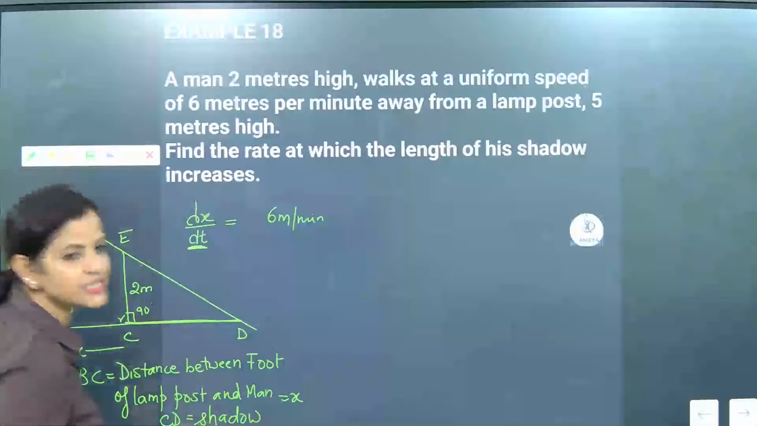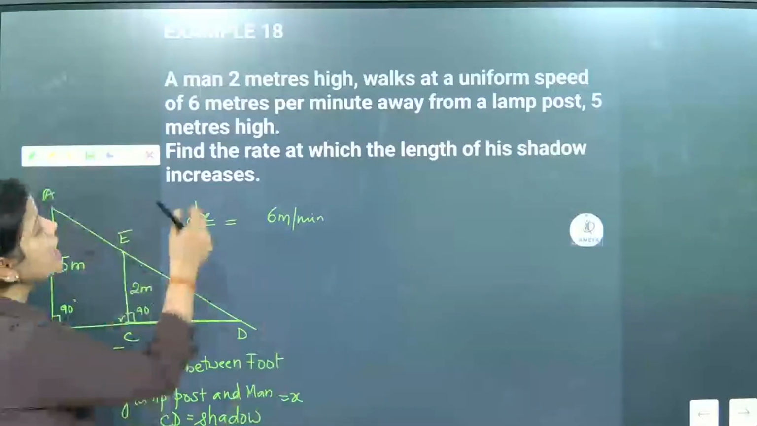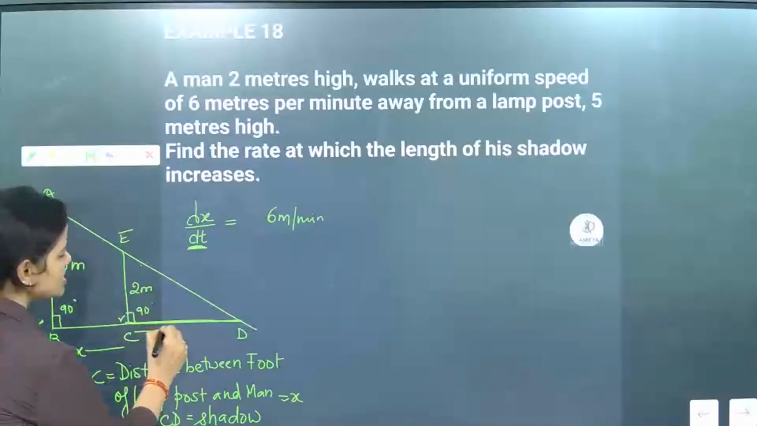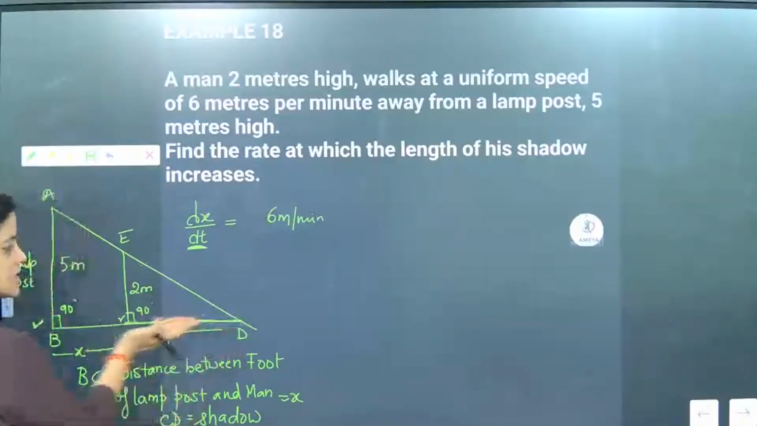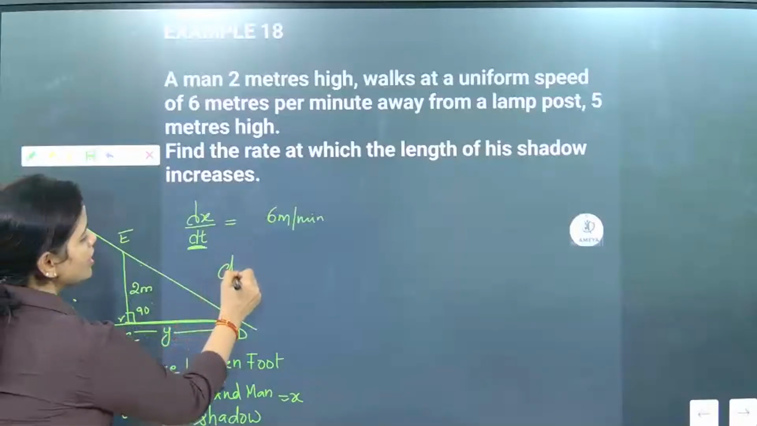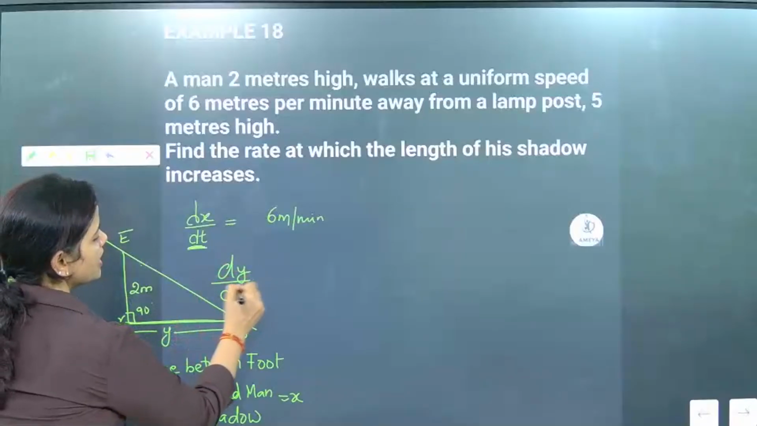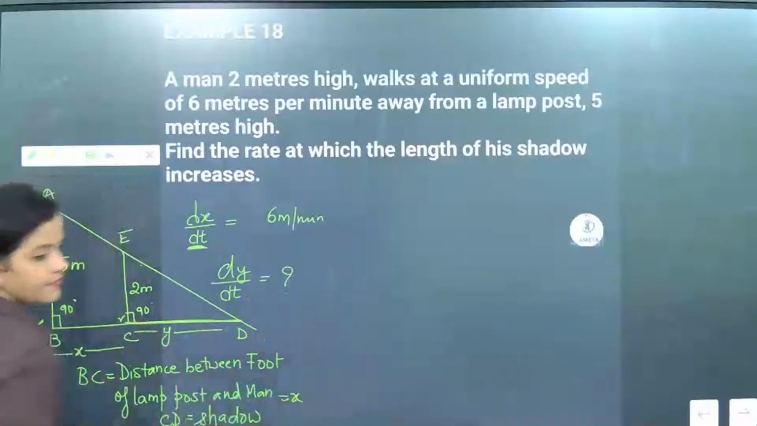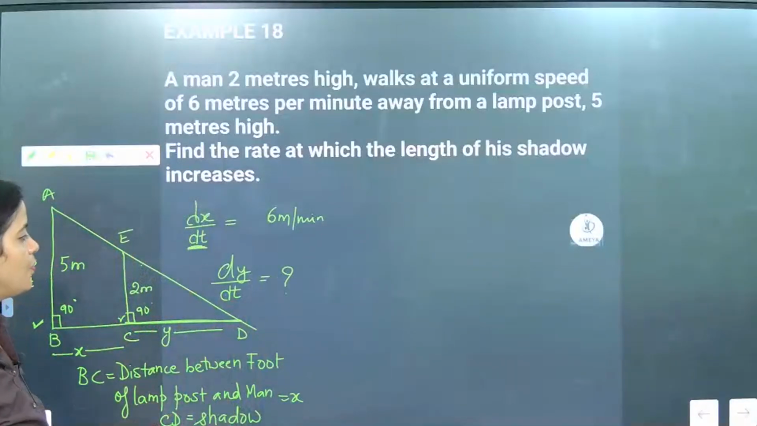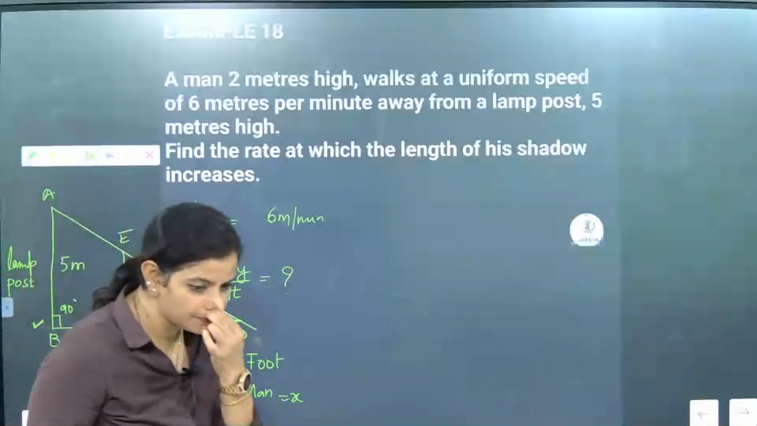So CD is the shadow cast. Beta, they are asking to find the rate at which the length of the shadow increases. So this is considered as y, the length of the shadow. Now we have to create a change in the length. The length of the shadow is increasing, and this rate they are asking. I hope you have understood. So the length of the shadow, this length they are asking.